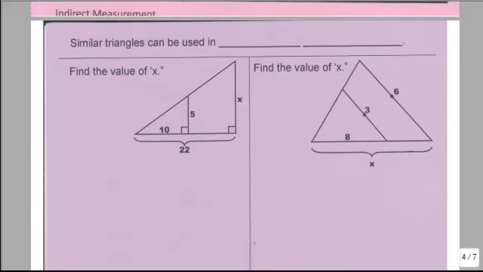Alright, second flap. This is the brand new stuff. So it says similar triangles can be used in indirect measurement.